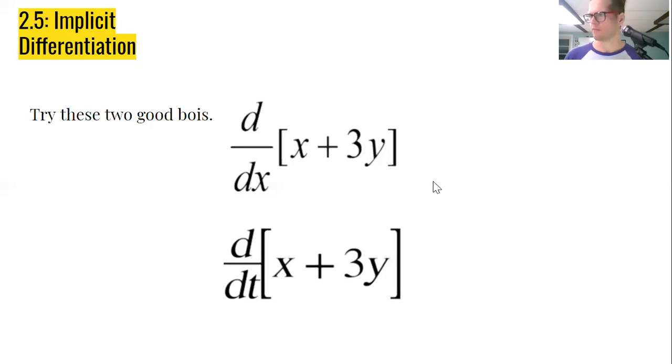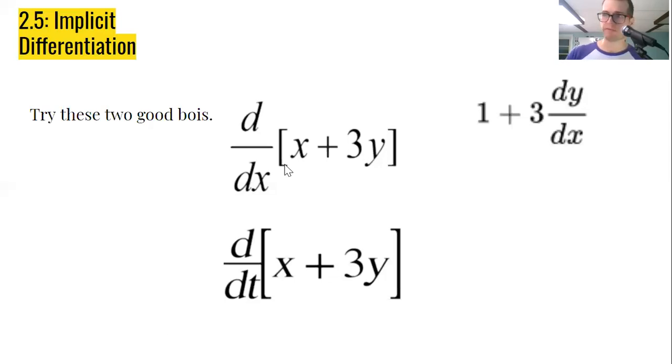Okay, so the first one, our result should be 1 plus 3 times dy over dx. Because if I'm taking the derivative of this whole thing, I can break it up and look at the derivative of each piece, right? Well, the derivative with respect to x of x is just 1. Because the derivative of x is just 1. And then be multiplied by dx over dx, which is just 1.